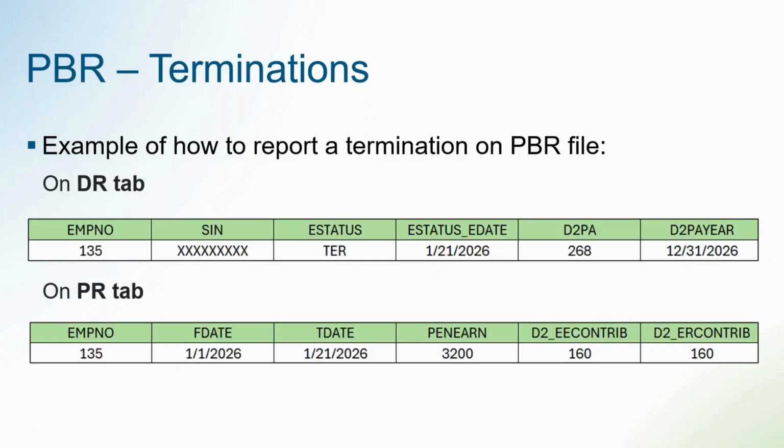On the payroll record or PR tab, the T date is normally the end of the pay period. But for this member, we enter the member's termination date in the T date column. That's because the member's termination date occurred before the end of the pay period. This is one of the most common errors during validation we see. Make sure the T date reflects the actual termination date, not the end of the pay period.